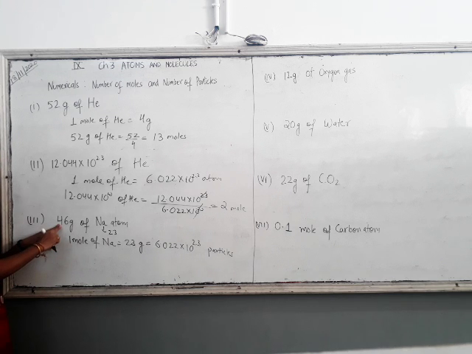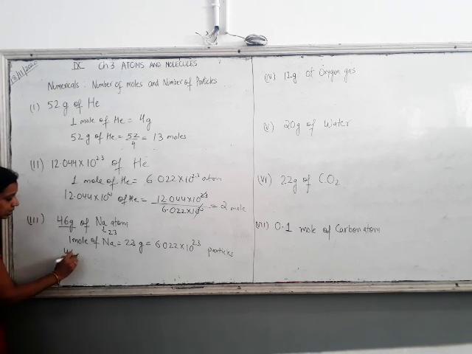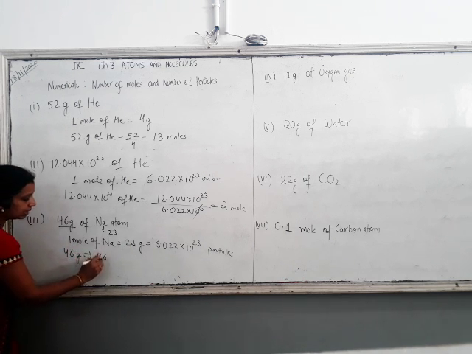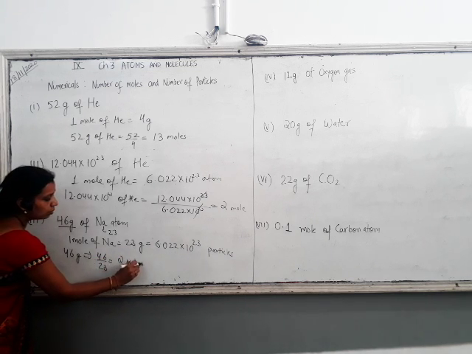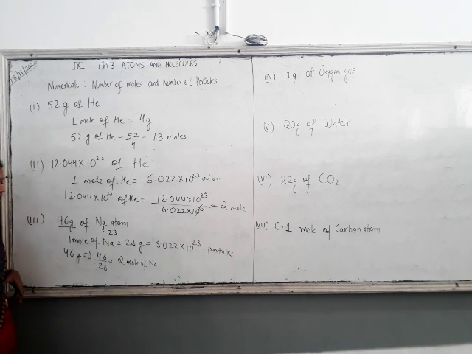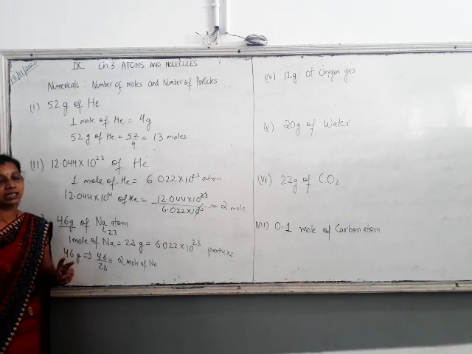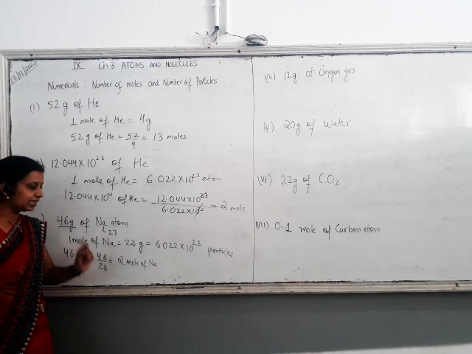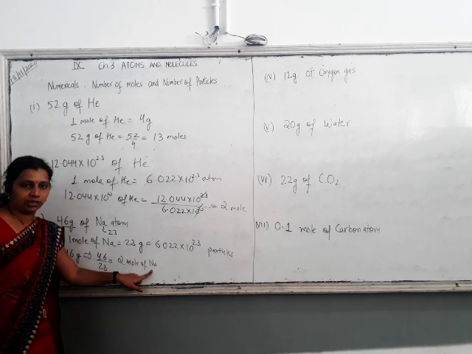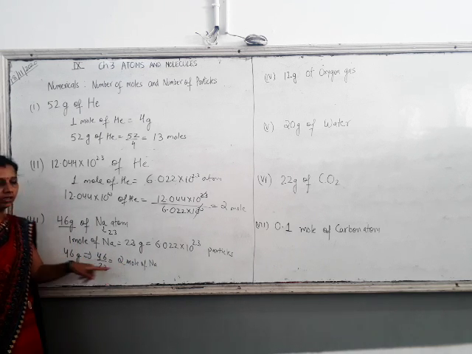Now the number of moles first in 46 gram of Na atom. 23 gram means 1 mole. So 46 gram means 46 divided by 23. So you have 2 mole of sodium atom. So 2 moles of sodium atom are present. Now you know in 1 mole this many particles are present. Then how many particles are present in 2 mole of sodium? Simply, to find the number of particles you have to multiply this with 2 mole.